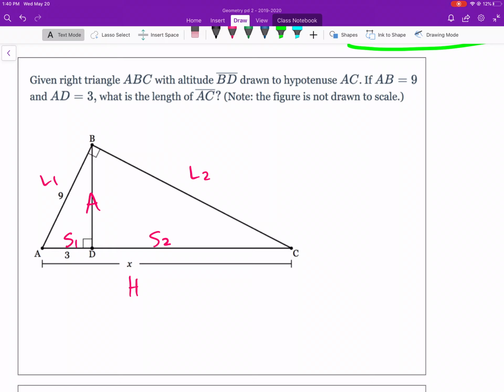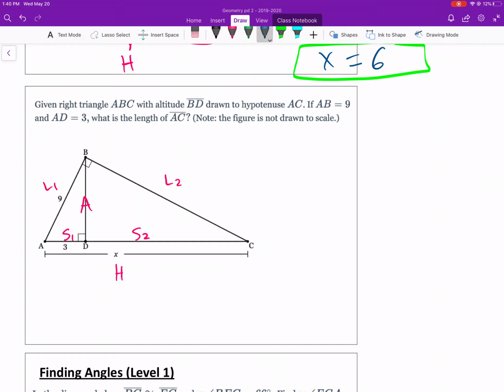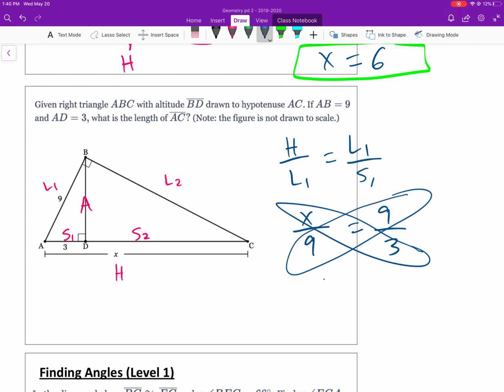Remember, SAS is typically when we're looking for the altitude. But here, the altitude we're not given and we're not asked to find it, so this would be a classic example of HILLS. More specifically, HILLS with the ones, since they're given leg 1 and segment 1. So our unknown hypotenuse, we're given leg 1, which we write twice for 9, and our segment. Cross multiply, we get 3x is equal to 81, divide by 3, and you get x is equal to 27.